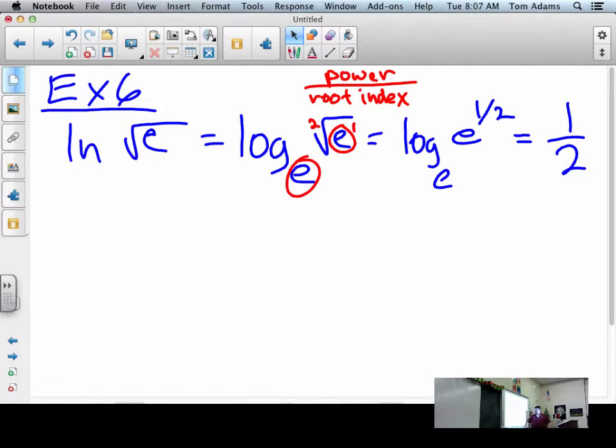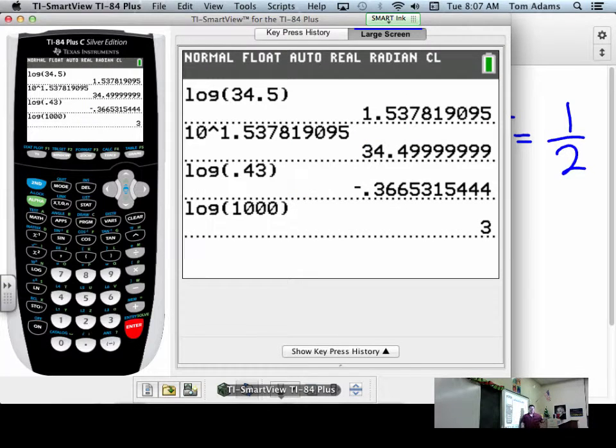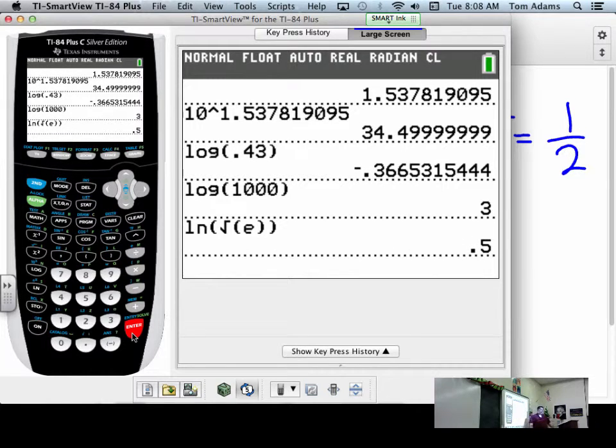Now, we can verify that on the calculator. Like I said, your calculator will do log with a base of 10, and it'll also do the natural log. So right underneath the log button, there's the natural log. And so if I do the natural log of the second square root of e, the second divide sign, close, close, hit enter, I get 0.5, which is 1/2. Right? Does that make sense? Okay. Can I move on to another one?